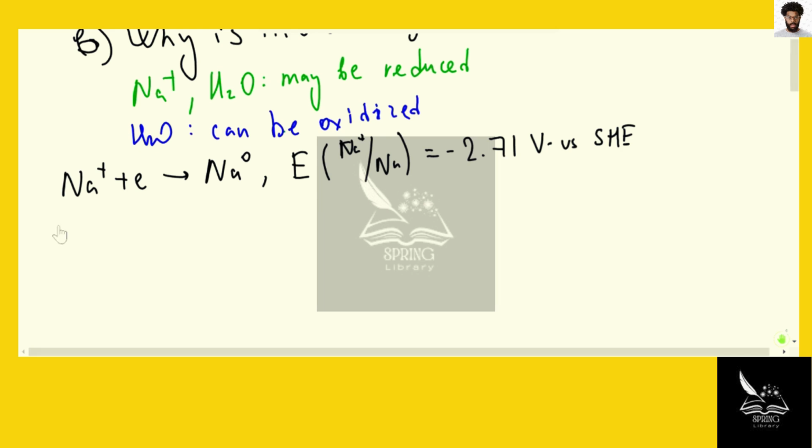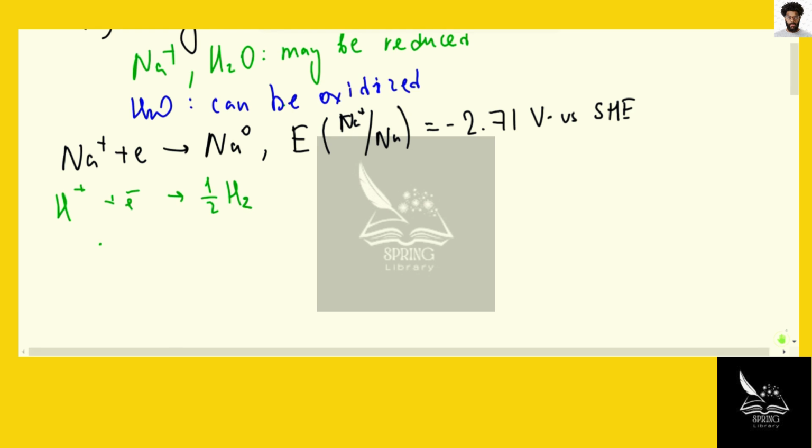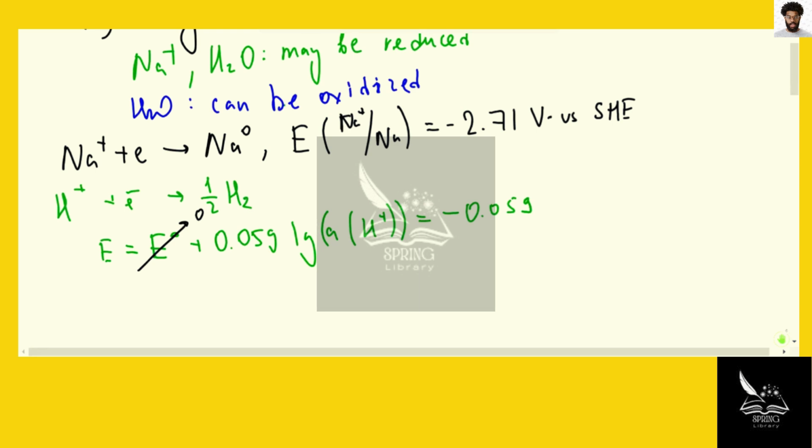Meanwhile, for the reduction of H plus to H2, the potential can also be calculated. For this reaction, the potential equals the standard potential plus 0.059 multiplied by the logarithm of the activity of hydrogen plus. Given the fact that the first term is 0, this equation transforms to negative 0.059 multiplied by the pH.